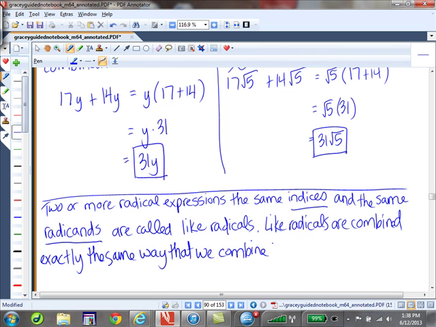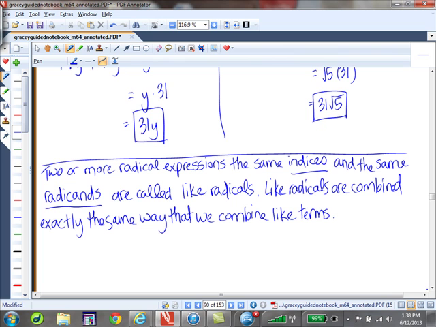The tricky part is sometimes you have to simplify the radical before you see that they're like radicals. So that's where there's an extra layer of work. Okay, so let's try this one. Let's say we had -3 times the 4th root of x minus 15 times the 4th root of x plus 12 times the cube root of x.